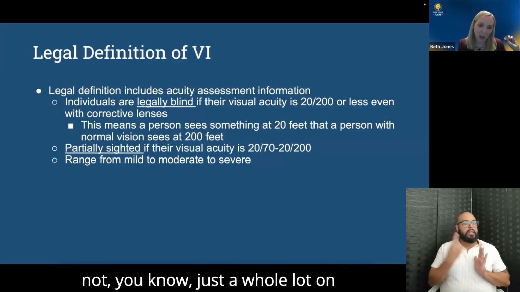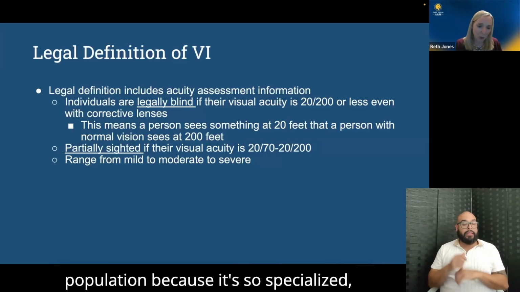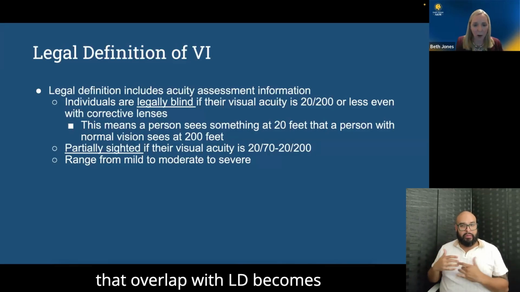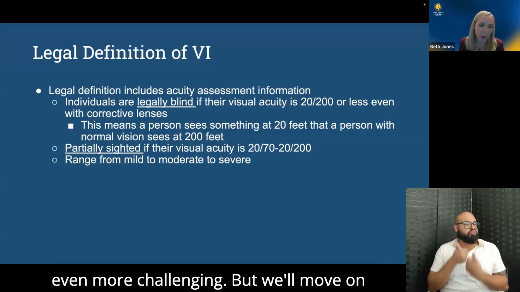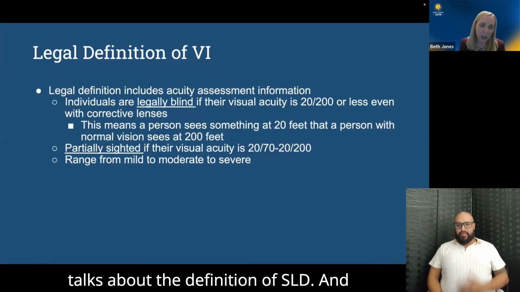There's not just a whole lot on evidence-based instruction for just that population, because it's so specialized that overlap with LD becomes even more challenging. But we'll move on to the next slide. And it just briefly talks about the definition of SLD.